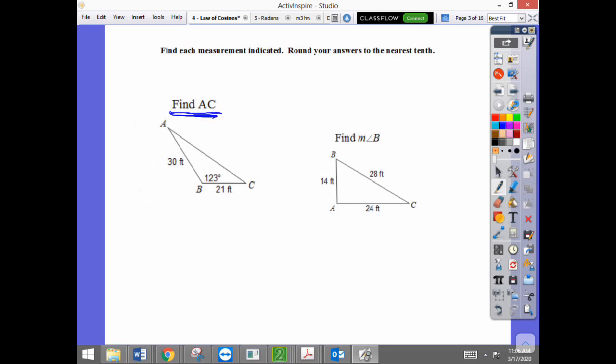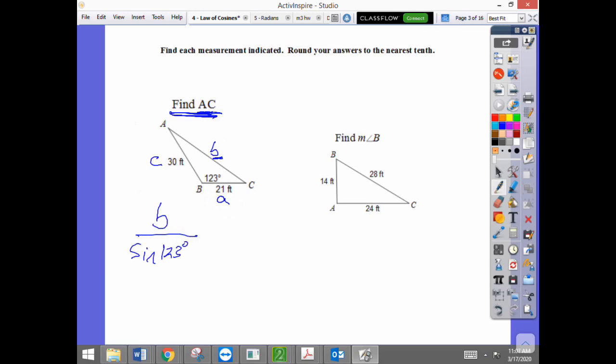With knowing what we know with the law of sines, first thing, like I talked about before, let's label the triangle. Across from angle A, we're going to call this side A. Across from angle B, we're going to call this side B. Across from angle C, we're going to call this side C. So to find AC, we want side B. Using the law of sines, we would say B over the sine of 123 degrees.